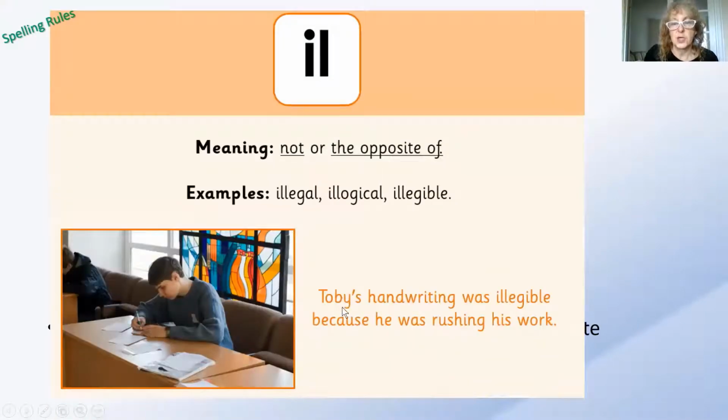And here we've got Toby's handwriting was illegible because he was rushing his work. And we've all done that, haven't we? We've all rushed our work, and the teacher says, I can't read it. I do it a lot as well, so I have to really take care with my shopping list so that I can actually read it when I get to the supermarket. Otherwise, it is illegible, and it needs to be legible for me to be able to read it.